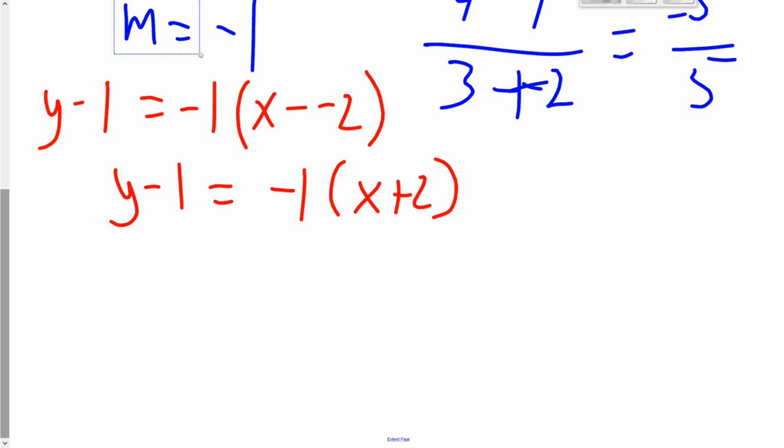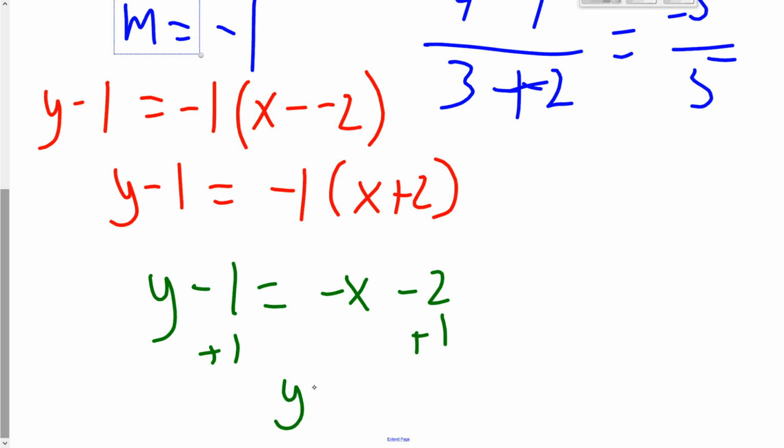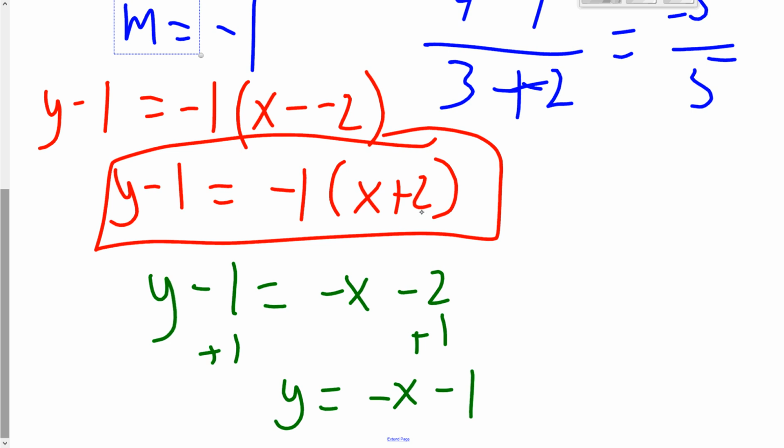It said just write an equation. Here's an equation of a line. It's in point slope form. It didn't ask me what form. Or I could keep going. I could distribute that. Okay, and then I could solve for y. I could get y by itself. So y is equal to -x minus 1. Boom, that's in slope intercept. So this is point slope form because I have a point, -2 and a +1, and a slope -1. Here I'm in slope intercept. My slope is -1 and my y-intercept is -1.